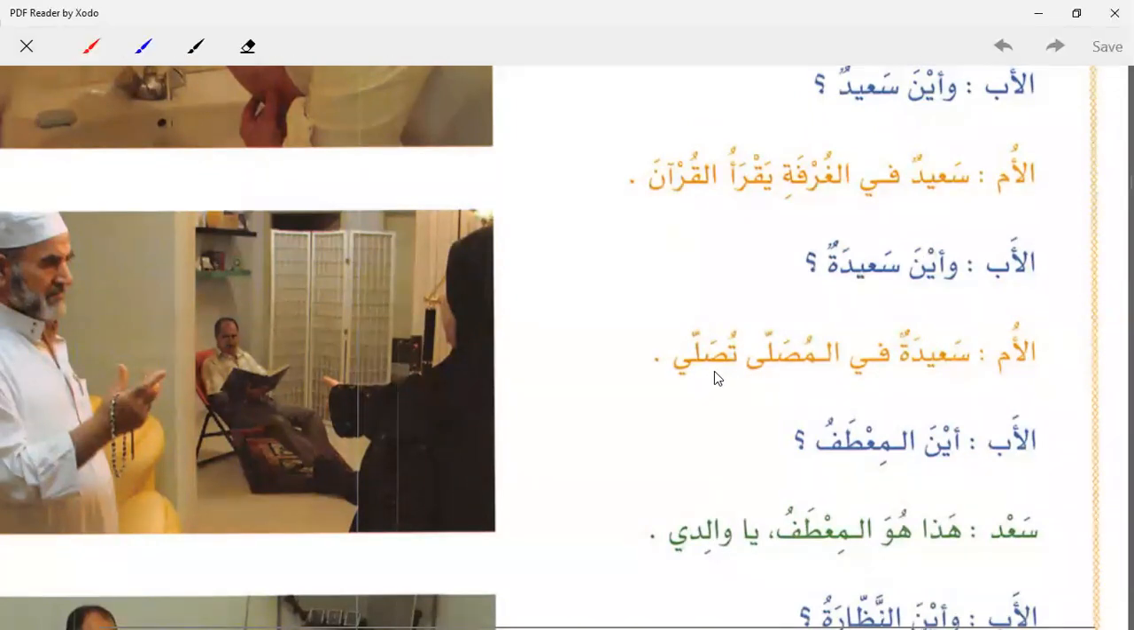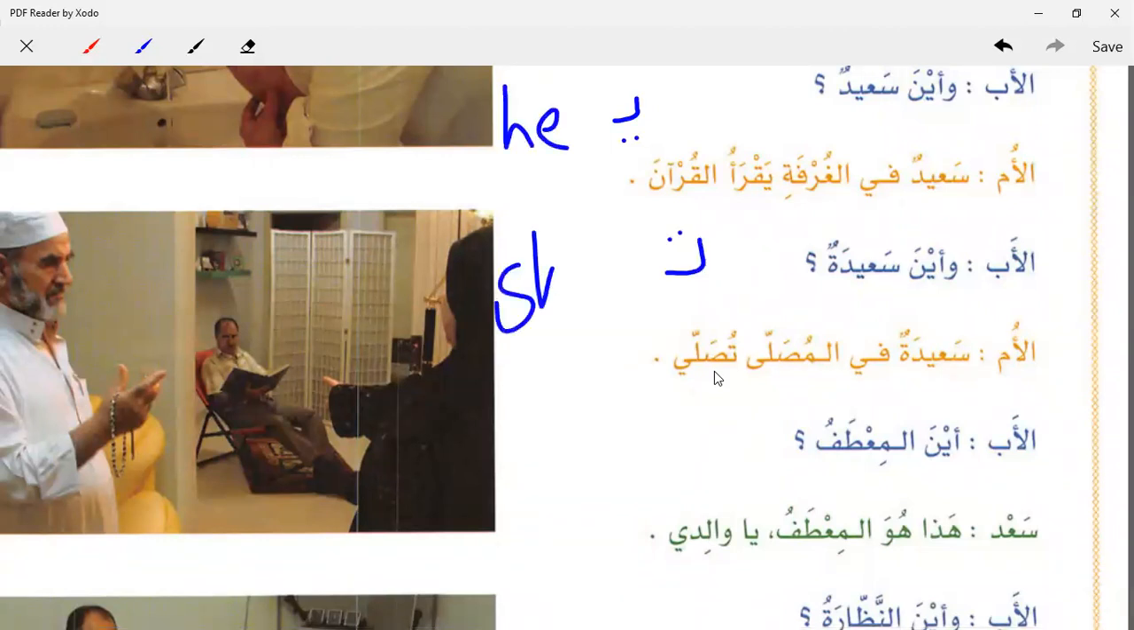So ya means he, and ta means she. So yakrao means he is reading, takrao she is reading. Yusalli, he is praying, tusalli she is praying. You need to memorize this difference.